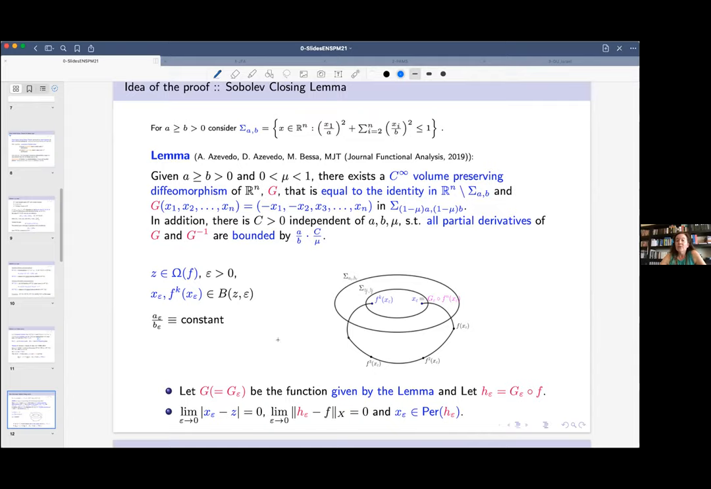So it becomes clear that if you are able to be in the setting of this picture, the desired perturbation H can be defined as the composition of G given by the lemma and F. It is clear that X is a periodic point of H, and we are also able to prove that H is close to F in the Sobolev W^{1,p} norm. Indeed, by making the volume decrease to zero and noting that the partial derivatives are uniformly bounded independently of epsilon, we are able to control the Sobolev W^{1,p} norm.